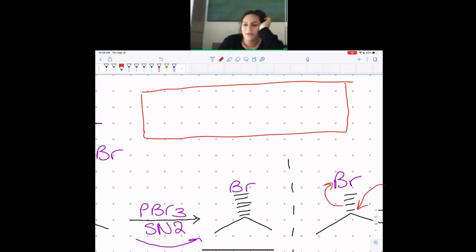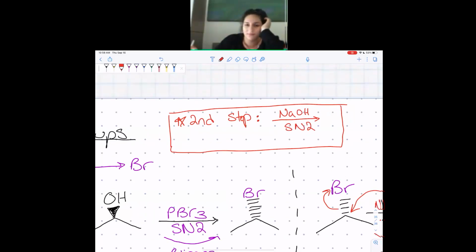Whatever protecting group you use, whatever is going on, the step where you go back into an alcohol or whatever else, honestly, is always going to be Na something, NaOH. Or NaI or NaBr, right? And it's always going to be SN2. So it's going to flip stereochem. And in this case, it would bring back OH.